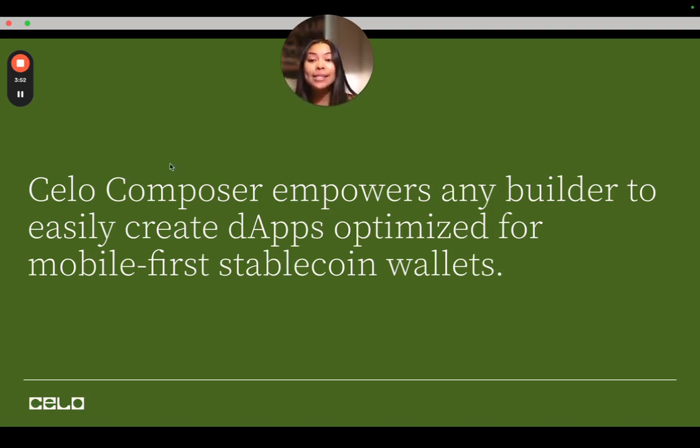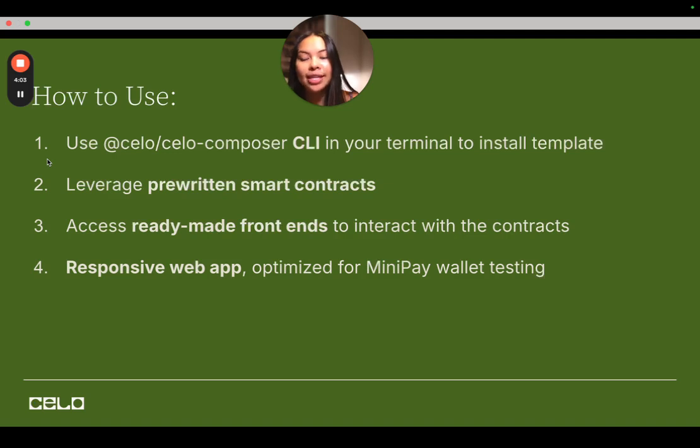But for building those apps, Celo Composer makes it really easy and simple to build dApps that are optimized for this wallet. And I'll go into explaining why that is. A little bit on how to use Celo Composer is it has a CLI that you can use just right in your terminal to install the template. Once you install that template, you'll have pre-written smart contracts and ready-made front ends that interact with those contracts. And the entire container is a responsive web app that's optimized for the MiniPay wallet, and you can actually end up testing it within the MiniPay wallet to see how your app renders.